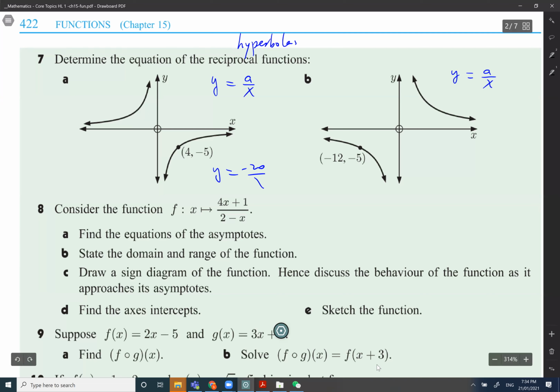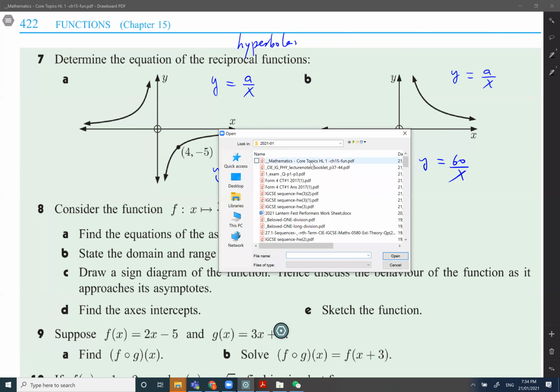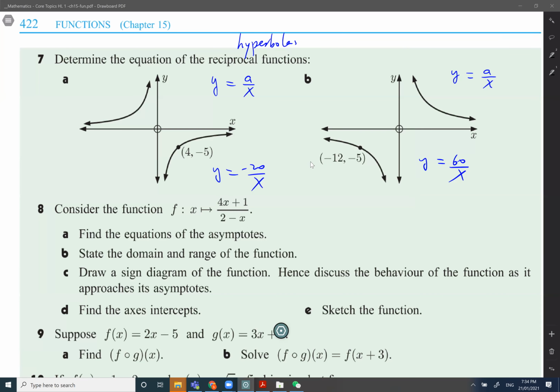Dr. Zhang, can you send the sheets to the chat as well? Because I still can't download from WeChat. Okay. Thank you. No problem. Sending you this one, last year's stuff, asymptotes for hyperbola.